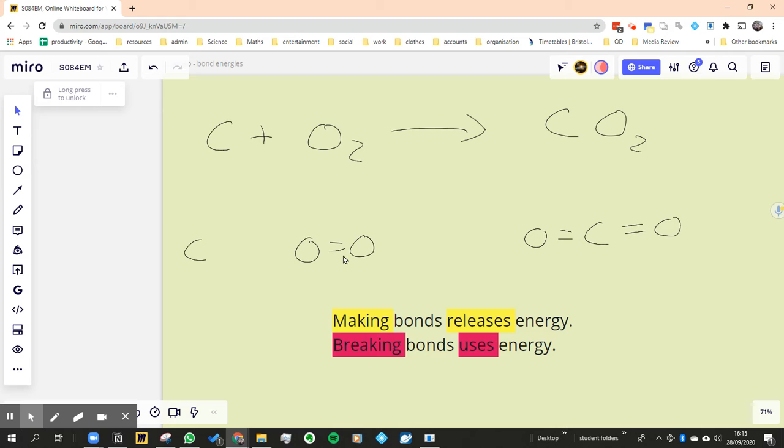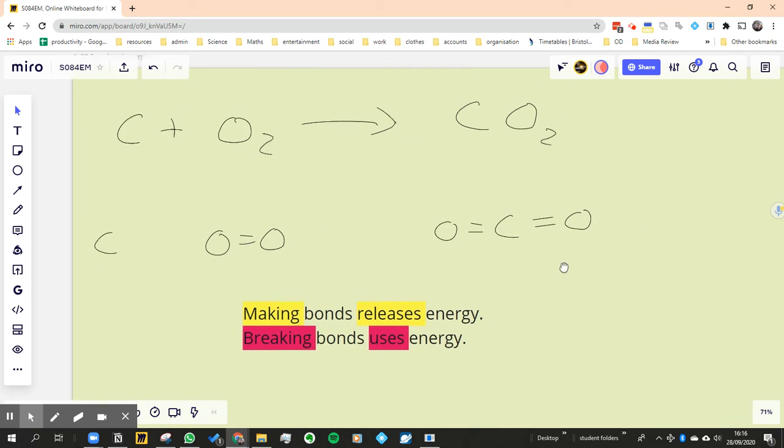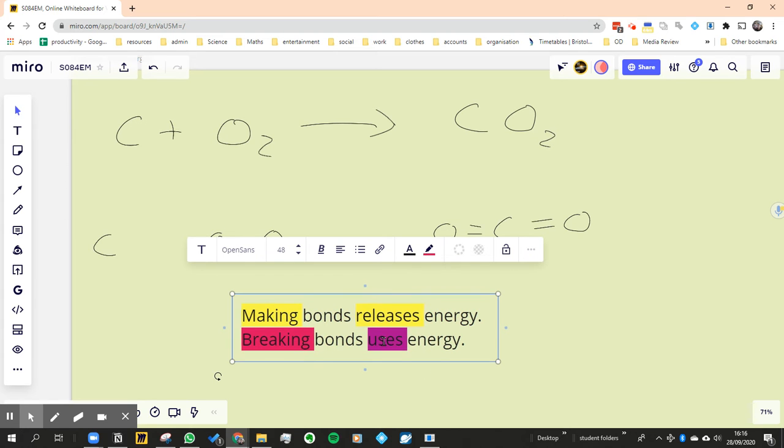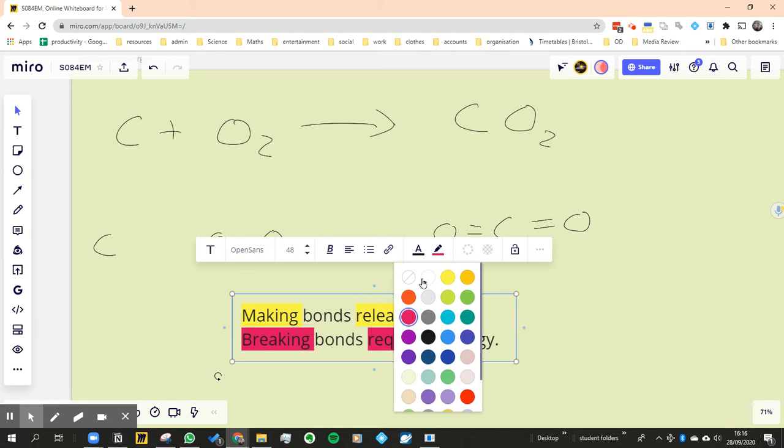So in order for this reaction to happen, we're going to be breaking this bond, and we're going to be making this bond. So making these bonds is going to release some energy, but breaking these bonds is going to require some energy. Maybe I should change that to requires energy. I think that's a nicer word to use. So breaking bonds requires energy.